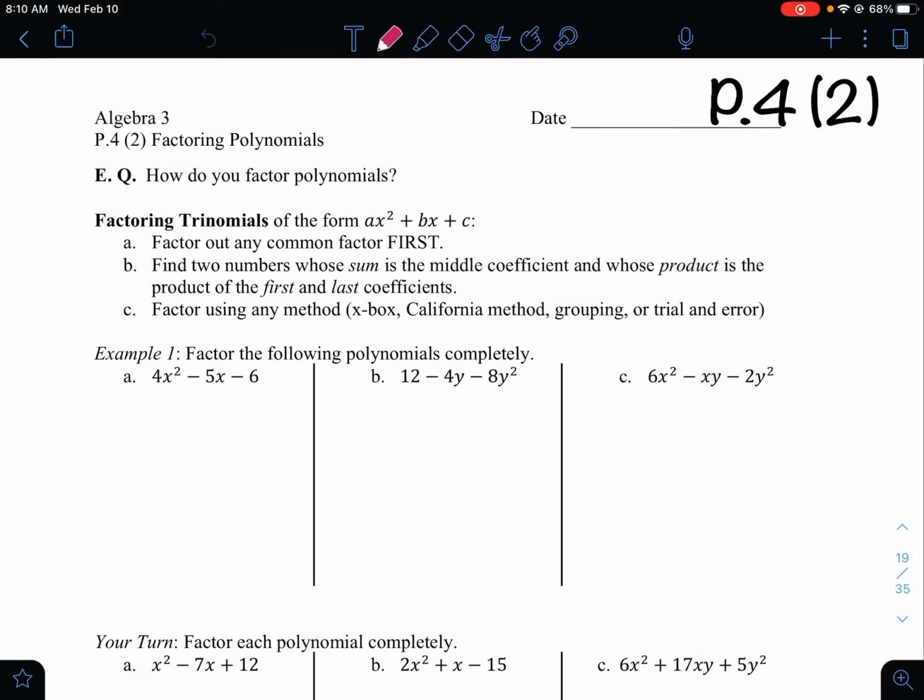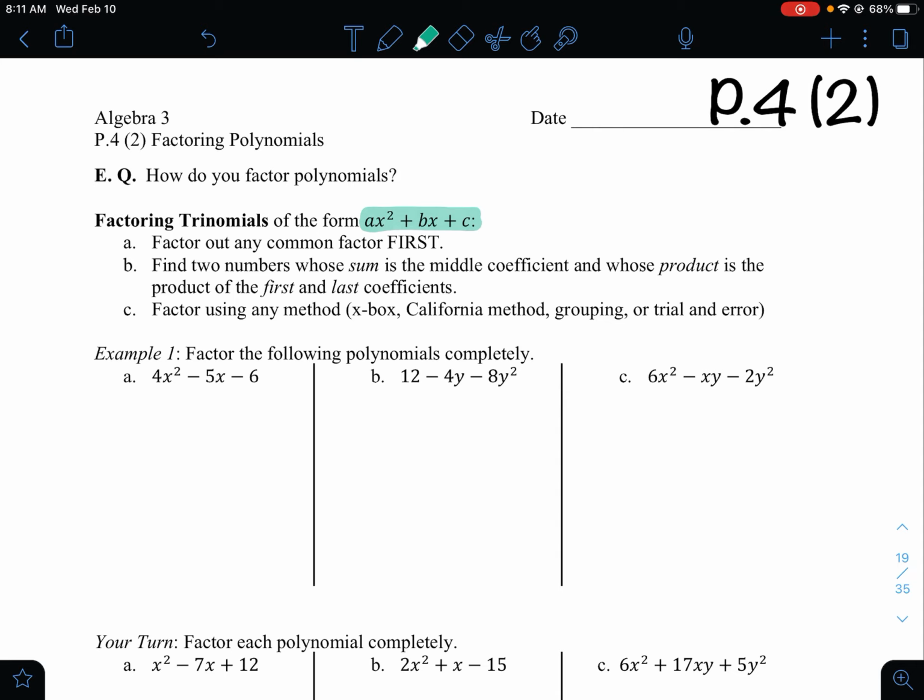Today's lesson is section 4.2, day 2, so it's a continuation of yesterday's lesson because it's all about factoring. I did go over this a little bit with you yesterday. We're primarily going to look at factoring trinomials today. They have the form ax squared plus bx plus c. And we talked about all the different methods yesterday.